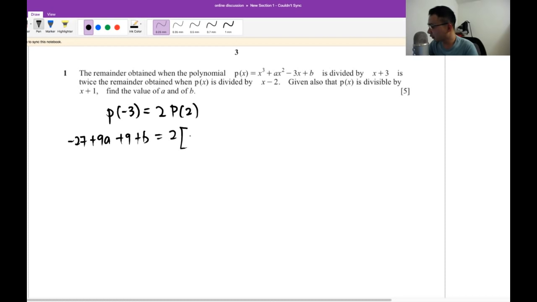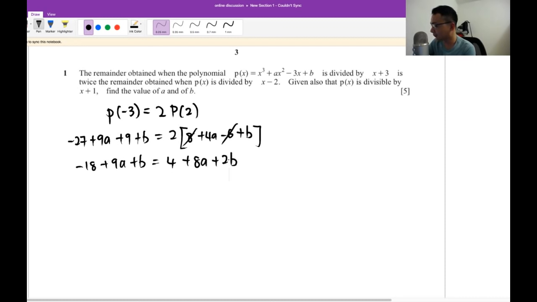So you will get 8 plus 4a minus 6 plus b. Okay, so you need to solve this equation first. I will just solve this one as fast as possible. Negative 18 plus 9a plus b equals to 16. This one and this one actually we can solve. You will get 2 multiplied with 2, you will get 4 plus 8a plus 2b.